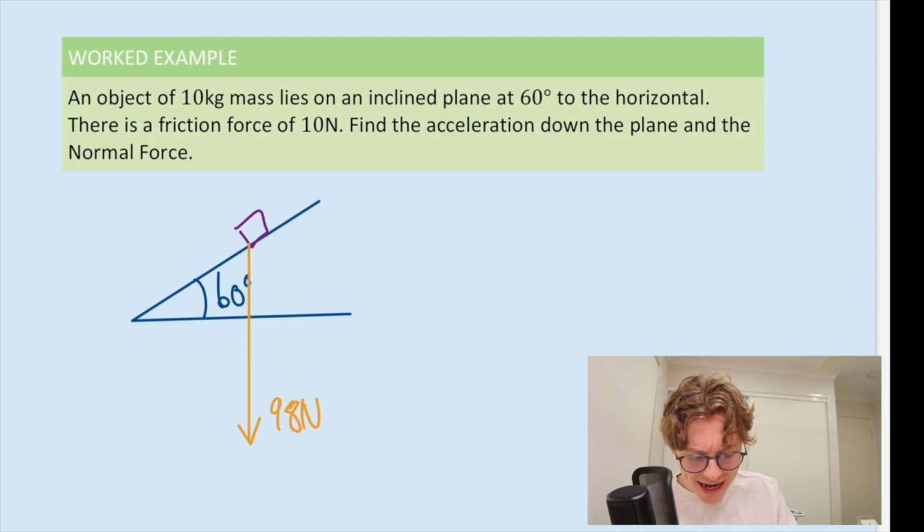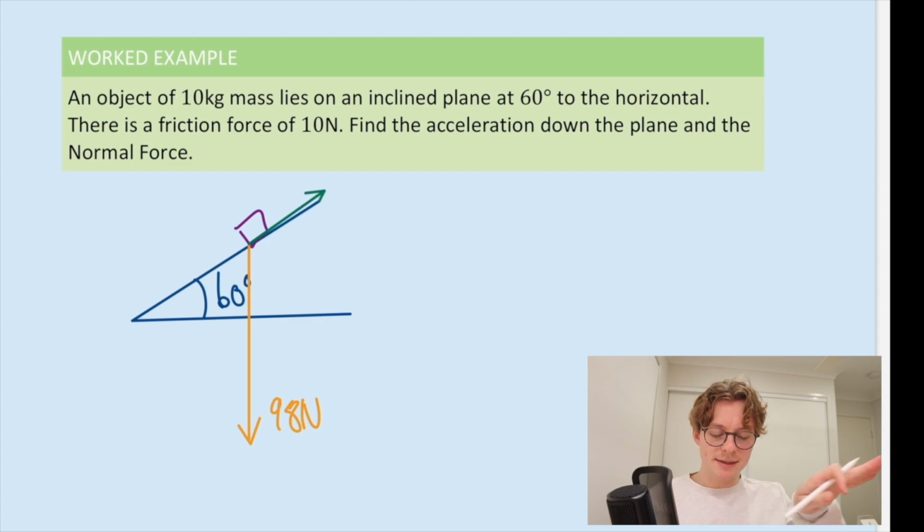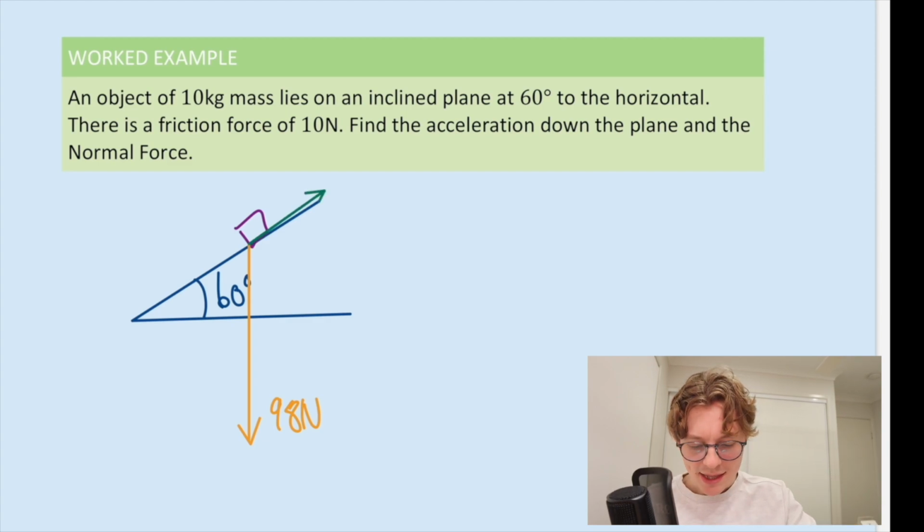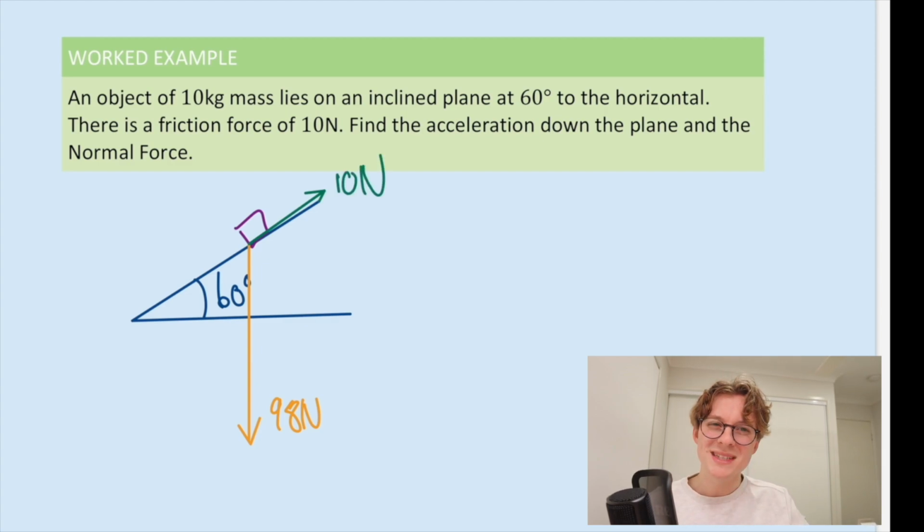I also have a friction force. Friction kind of goes against the motion, so that goes up the plane. That's going to be 10 newtons. And I have a normal force, sometimes called the reaction force. That is going to be perpendicular to the plane, something like that. So that's my force diagram, okay?